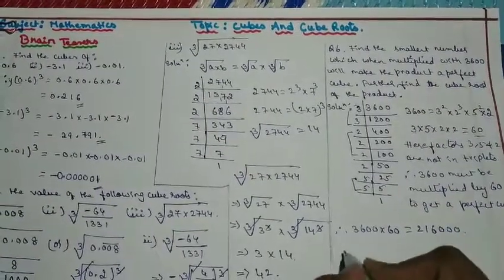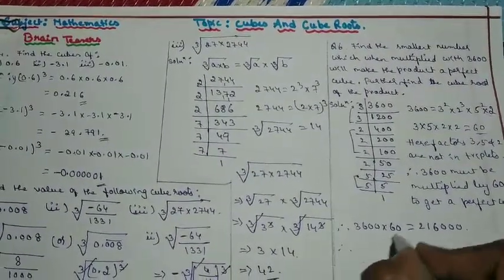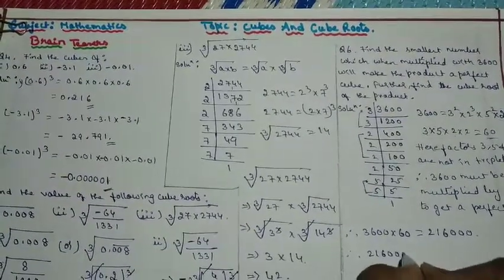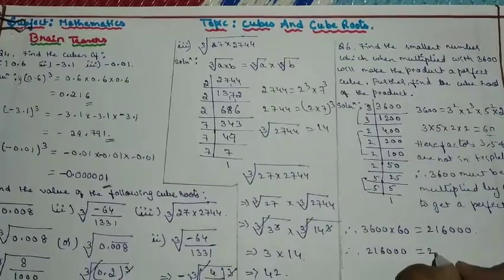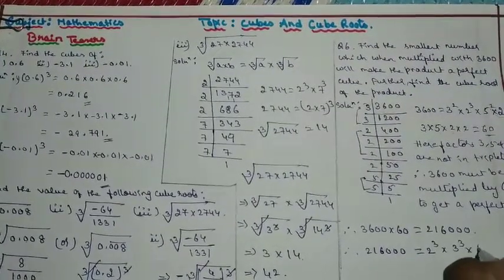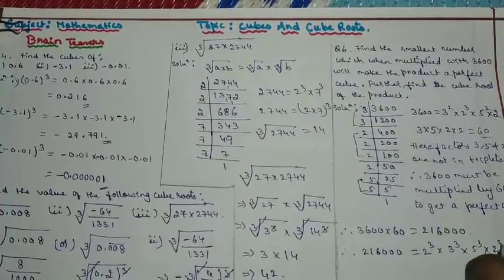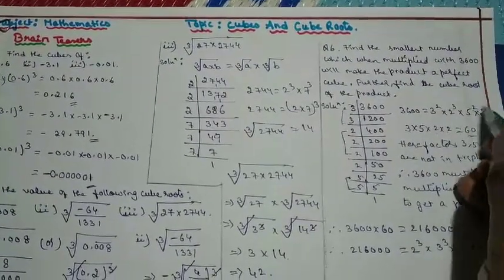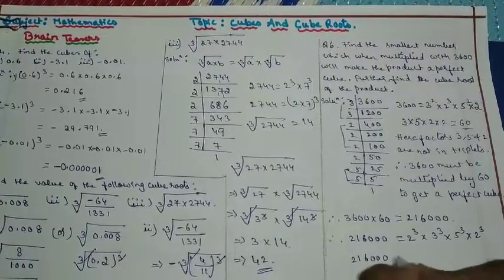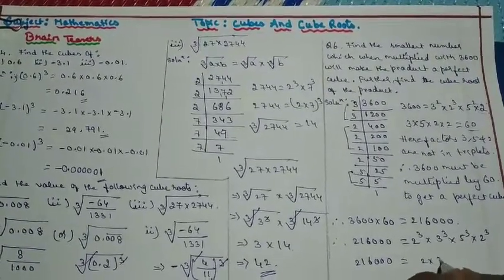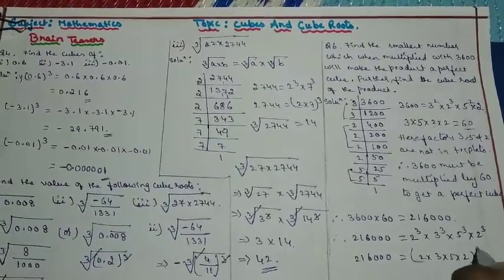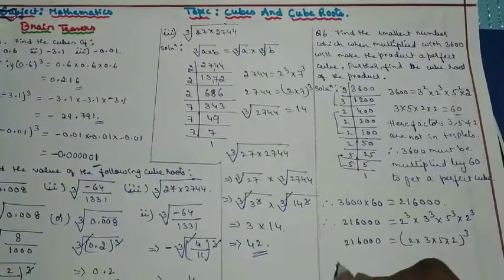216000. So therefore he is asking its cube root. So 216000, its factors are 2 cube, 3 cube, 5 cube into 2 cube. That is, all the factors are to be written in cubes. That's all. 216000 is nothing but 2 into 3 into 5 into 2 whole cube. Then send this cube to either side, it becomes cube root.